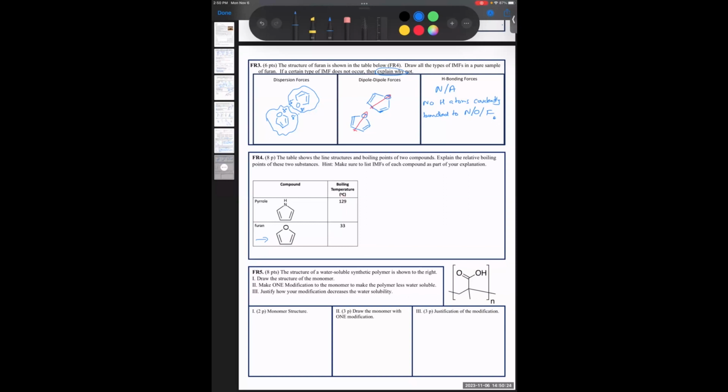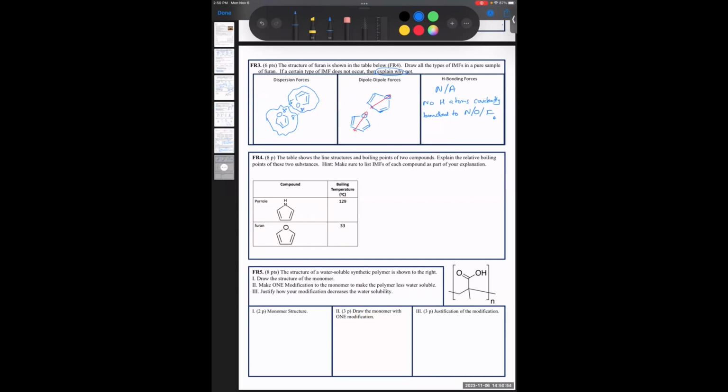All right, moving on to question 4. The table below shows the line structures and boiling points of 2 compounds. Explain the relative boiling points of these 2 substances. Hint: make sure to list intermolecular forces of each compound as part of your explanation. Okay, so let's do this. First of all, let me get rid of my arrow over here because it's not needed anymore.